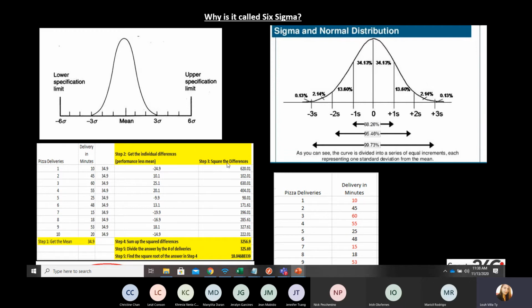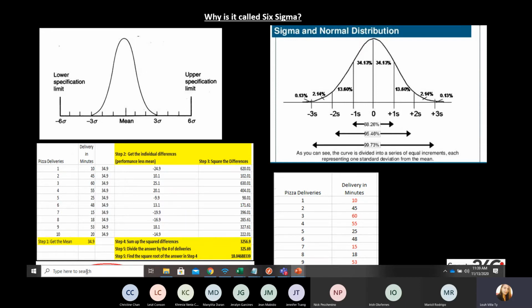You will need to sum up everything in this column, and then you will arrive at 3,256.9, right? In this total, the next step would be to divide it by the number of deliveries, which is 10. So 3,256.9 divided by 10 is 325.69. That's not the last part yet.